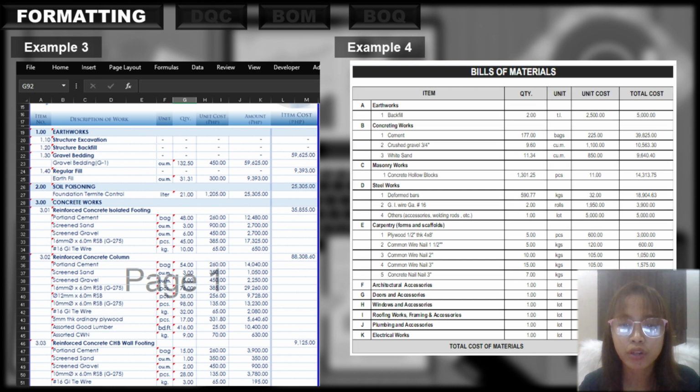Examples 3 and 4 now are the bill of materials, which summarizes your computed quantity from quantity takeoff or DQC. It's more of a list of materials with corresponding prices, which leads to the total cost per item.